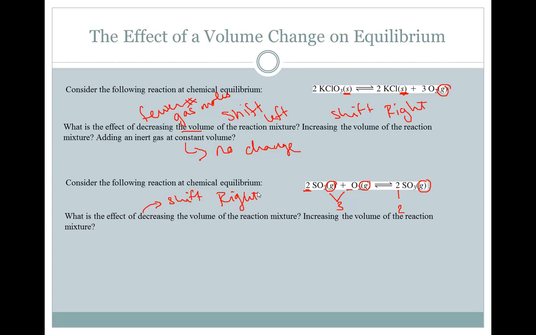Increasing the volume, we want to shift towards the side with more moles of gas. So this time we're going to shift to the left.